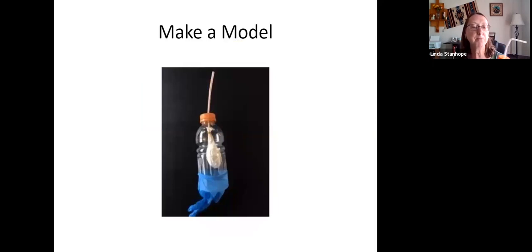Okay, we also make models. You guys have probably seen this, but this is one of the ones that we use for building a little lung. It's made from all household products. There's a balloon, a straw, a glove. This is a Gatorade bottle. We had lots of Gatorade bottles at my campus because Gatorade is one of the drinks that they allow in the vending machines. And my kids just make their own model.